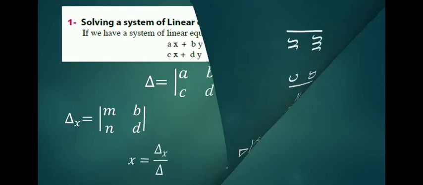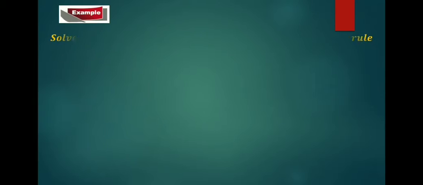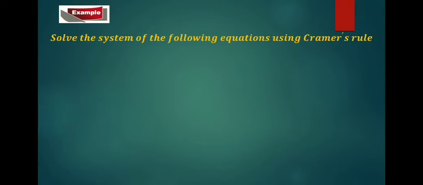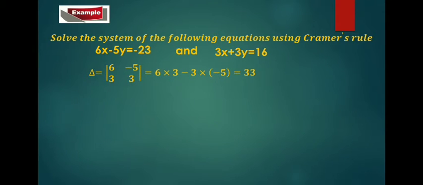Let's solve an example. Solve the following system of equations using Cramer's rule. The first equation is 6x minus 5y equals negative 23 and 3x plus 3y equals 16. Now we will find delta. 6, negative 5, 3, 3, cross multiplication. So 6 times 3 minus 3 times negative 5, we will get 33.